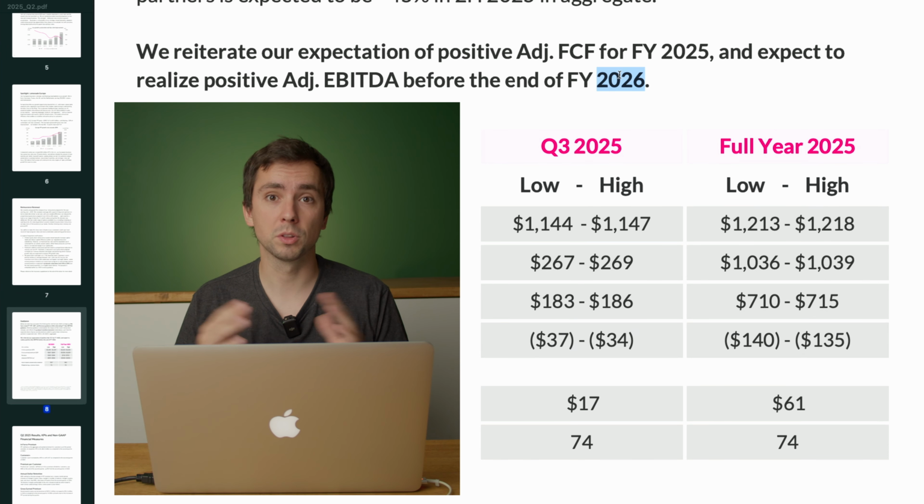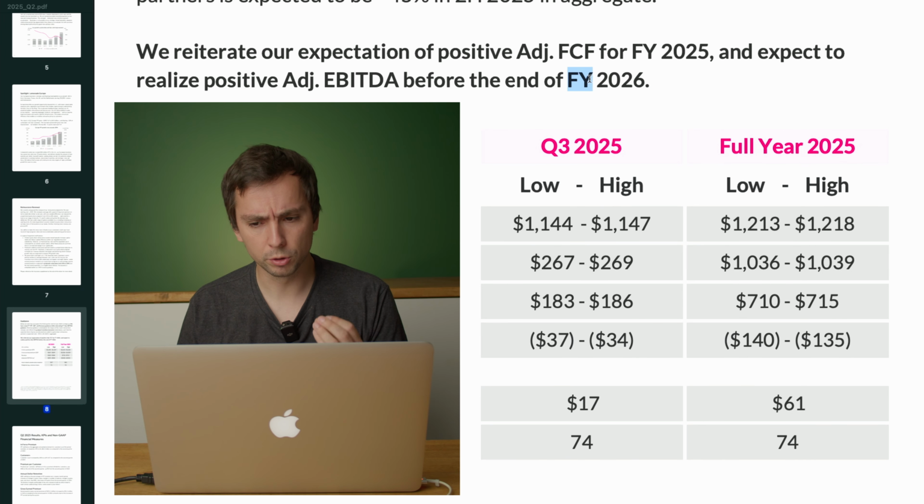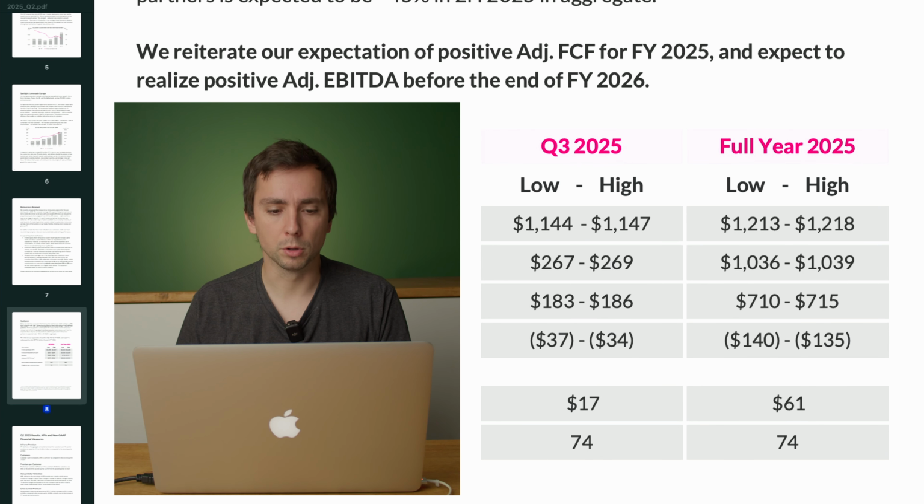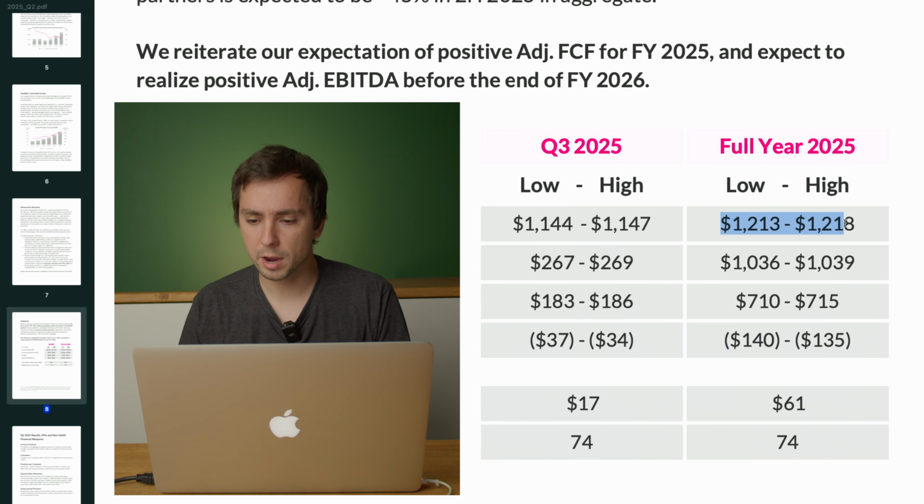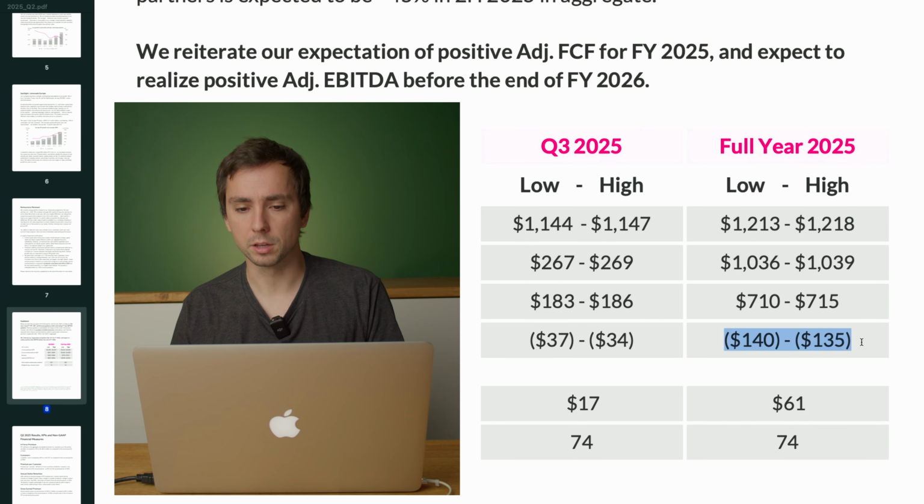Fine, that's what they've said before. But now they're including these 2 letters, FY, which stands for full year. You see, full year 2025. That's the term they use when they are discussing basically a metric, for example, in-force premium, for an entire year, or adjusted EBITDA for an entire year.